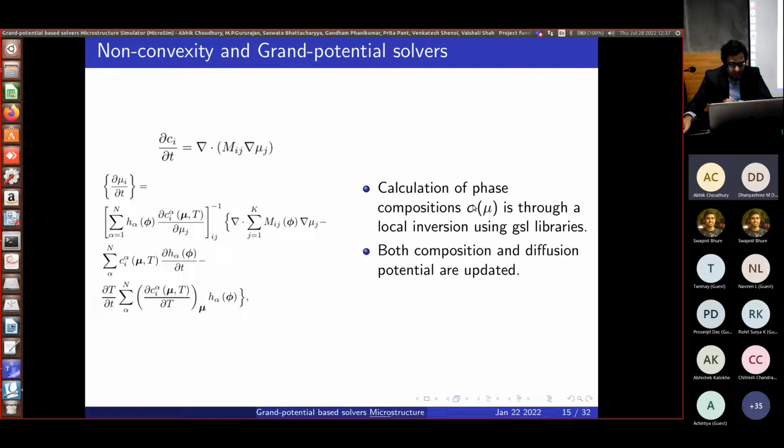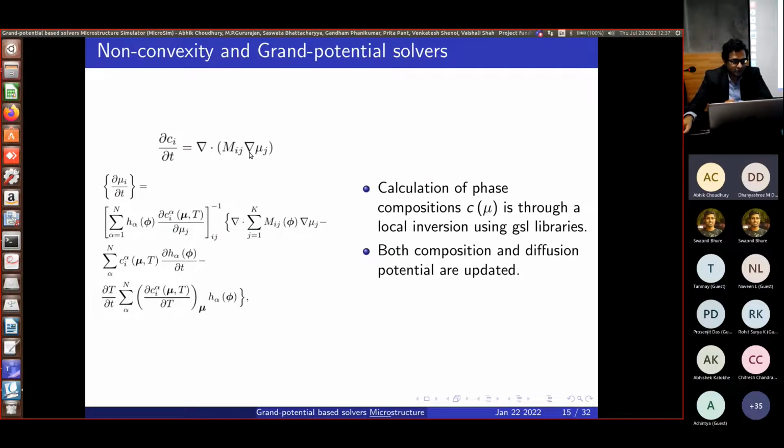made. However, the point over here is even if you have non-convex free energies, where the problem arises, this C of mu can actually be done locally using GSL libraries. So you essentially tell the solver that you are not going to deviate all the way to all parts of the mu landscape, but you're only going to restrict in the space where your curve is convex, and thereby the C of mu can be numerically inverted using the GSL libraries. And this is what we do.